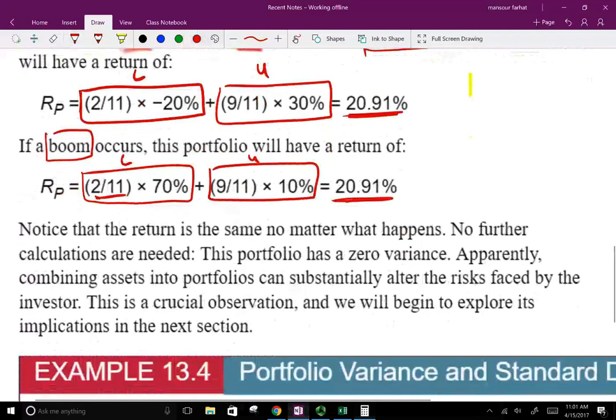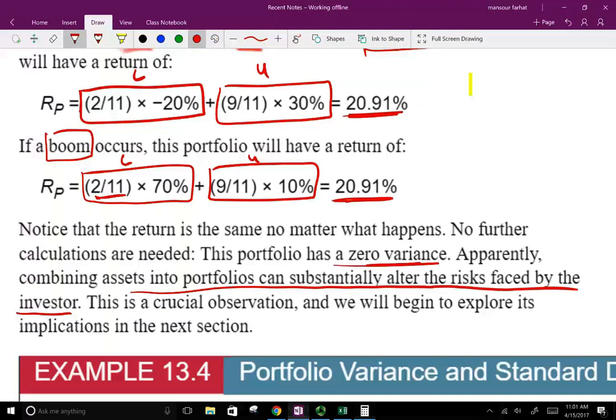So notice the return is the same no matter what. No further calculation is needed. The portfolio has a zero variance under those circumstances. Why? Because the return is the same under both. Apparently, combining assets into a portfolio can substantially alter the risk faced by investors. So that's what we're saying.